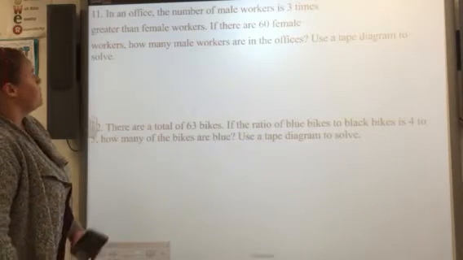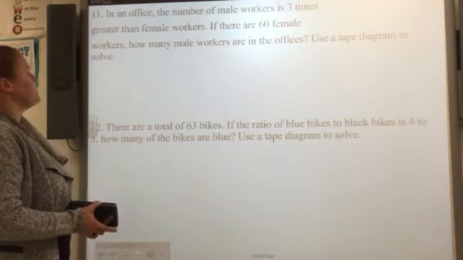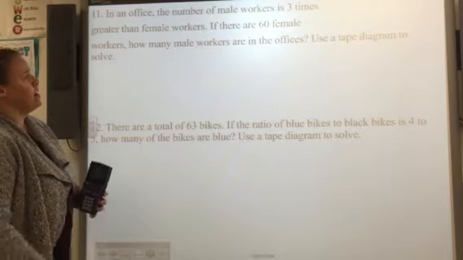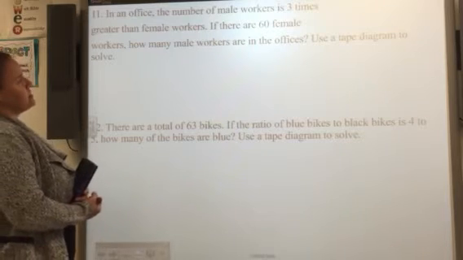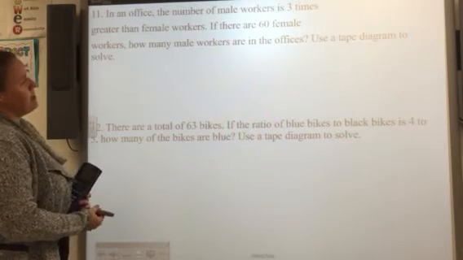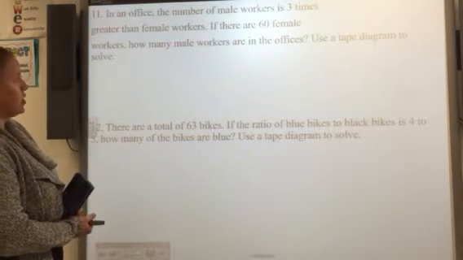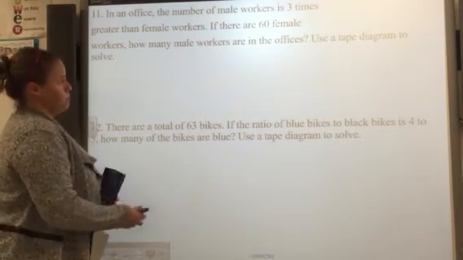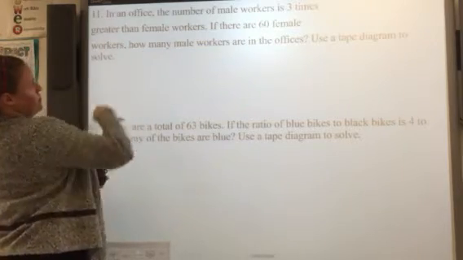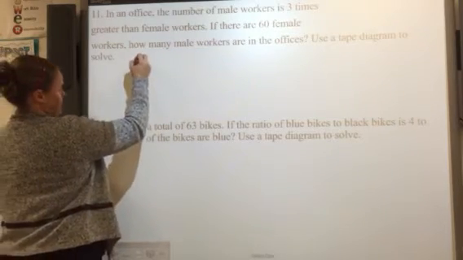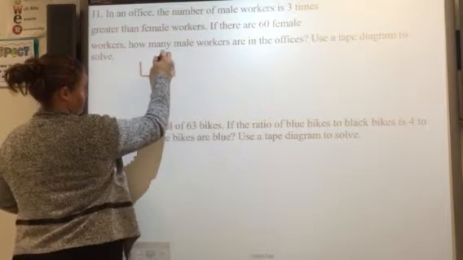Number 11, in an office, the number of male workers is 3 times greater than female workers. If there are 60 female workers, how many male workers are in the offices? Use a tape diagram to solve. So we have 3 times greater than female workers. So I'm going to go and get my tape diagram drawn.